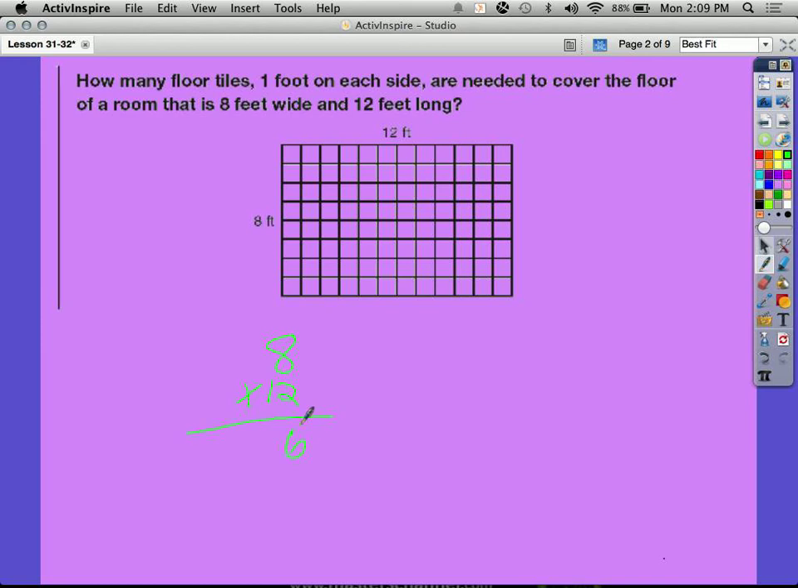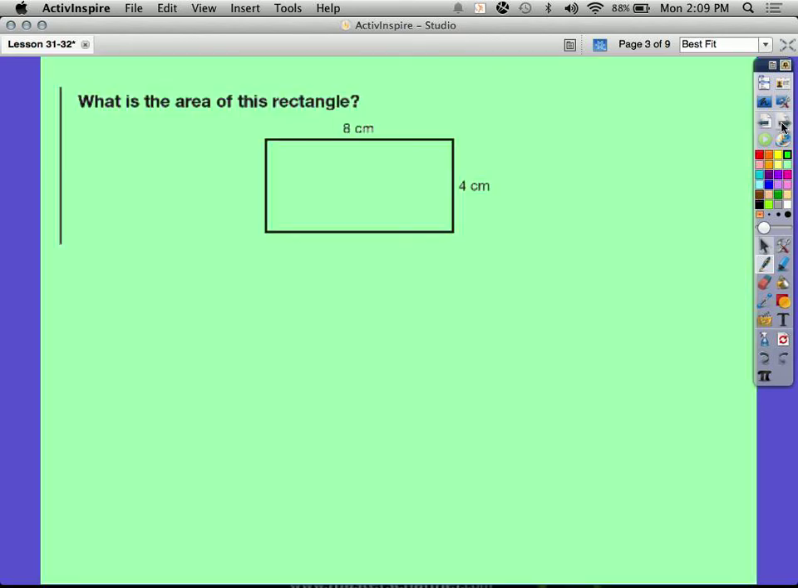So 8 times 12 is 96. Our label, we're talking about feet, squared, or square feet. So that's all you need to do for the area of a rectangle: multiply the length times the width. So 8 times 12 is 96, and then make sure we square our label. If you don't square the label, you are going to get it wrong.